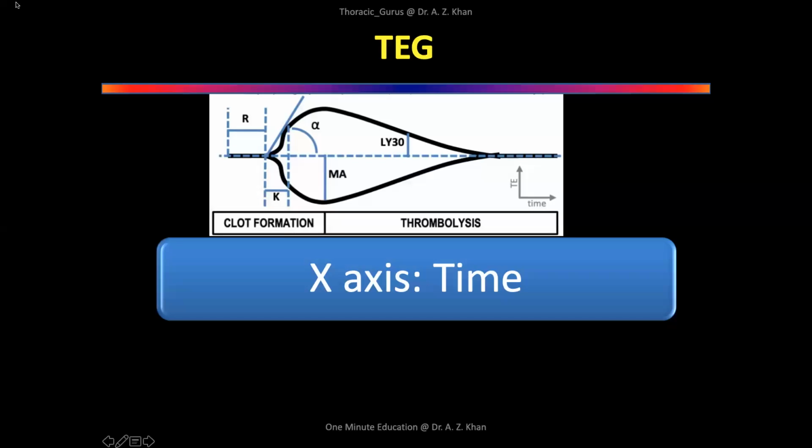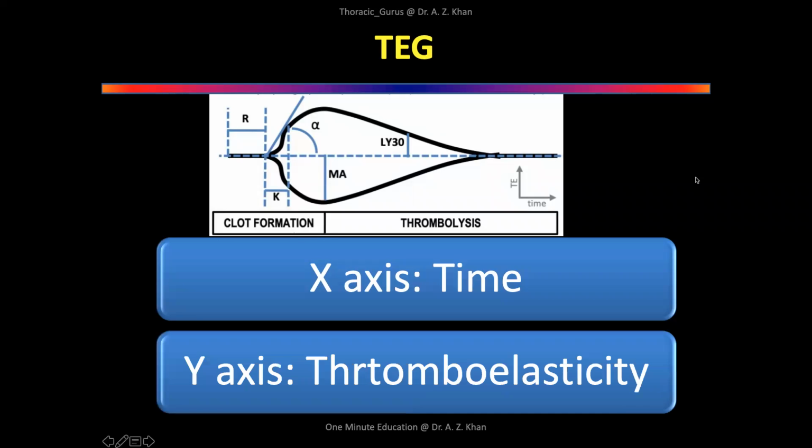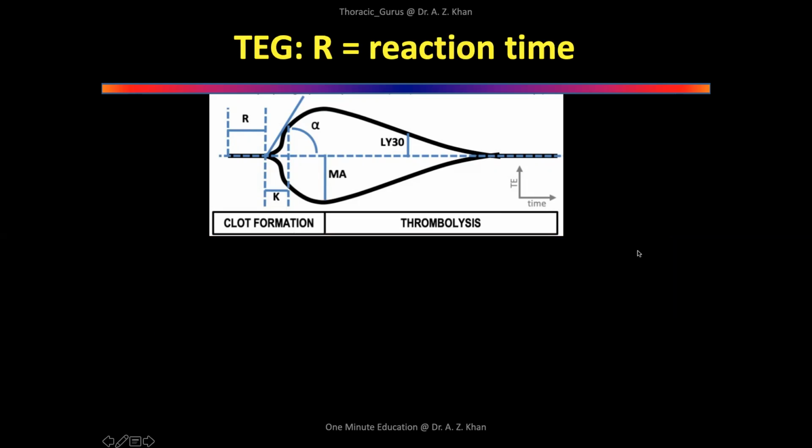Soumya, are you with me? I lost internet connection in between. Yeah, I'm back. So what does the y-axis measure? It measures the thickness of the clot. So what is that called? Thromboelasticity. Okay, it measures the thromboelasticity. So x-axis is time and y-axis is thromboelasticity. I'm sorry about the spelling mistake. Okay. So now, Soumya, identify these various parts of the TEG.